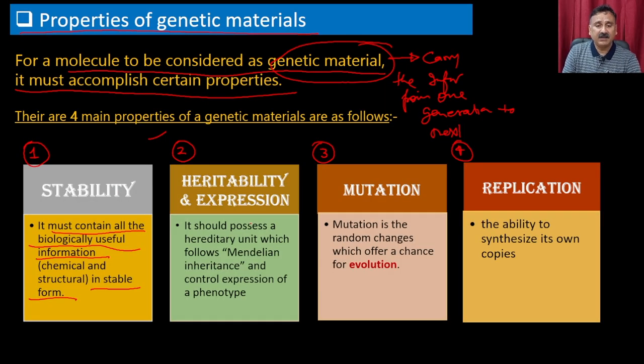Then it should have heritability and expression. So it should possess hereditary units which follow Mendelian inheritance and control the expression of a particular phenotype. It should have components. I think all of this you are going to understand when we talk about transcription and translation, how there are different components present within the genetic material that actually control the expression of a particular gene.